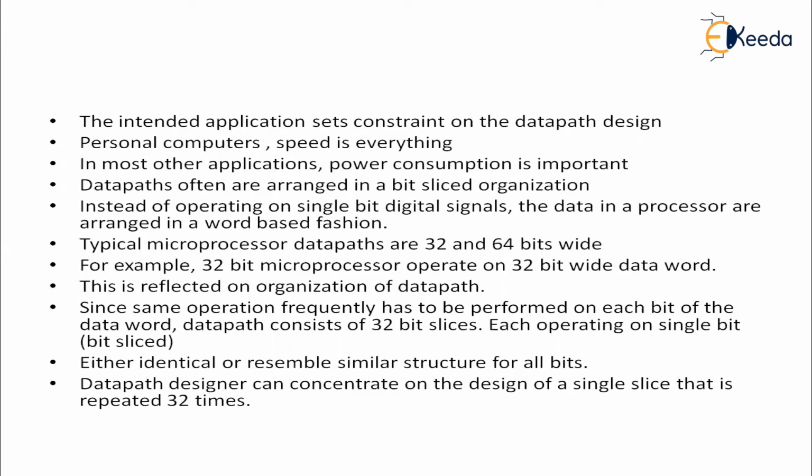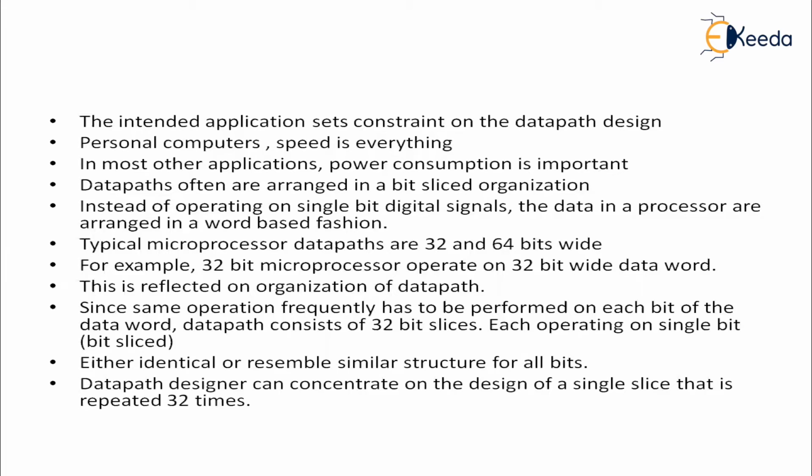So based on the application, there will be a constraint on the data path design. For example, I'm using my personal computer. What is my important criteria? I want speed. So I have to design the data path circuitry in such a way that I get a large amount of speed. For other applications, power will be the most important thing. So the same circuitry must be optimized in such a way that my power dissipation is less. It is an important thing, and it is difficult to do all these optimizations because it places a constraint based on your application.